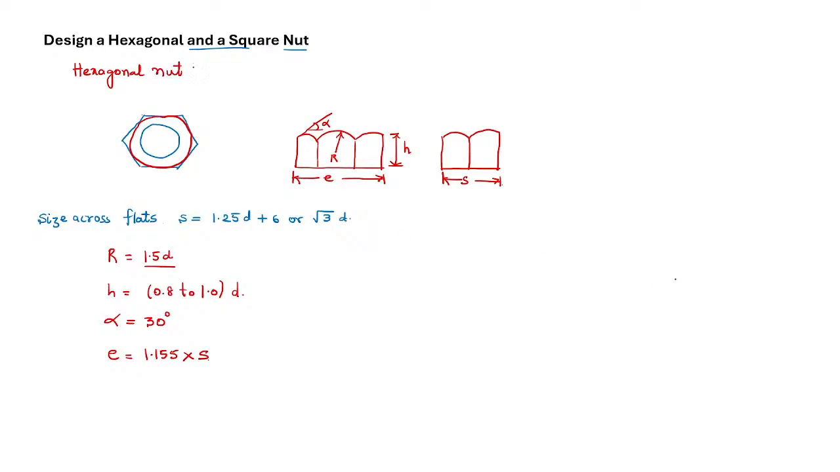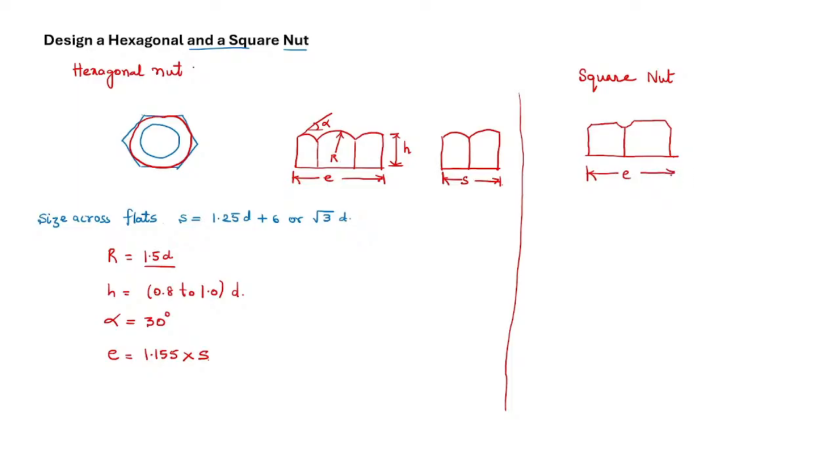In case of a square nut, the front view can be drawn. This dimension is equal to E, and this would be H, and the square nut will appear like a diamond in the top view.